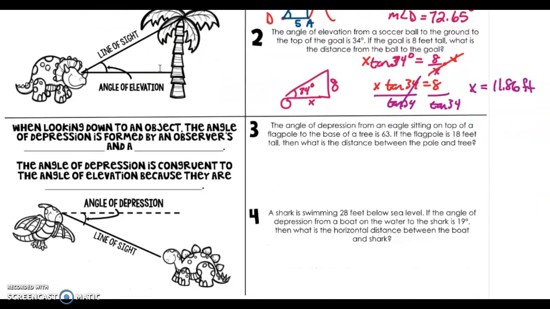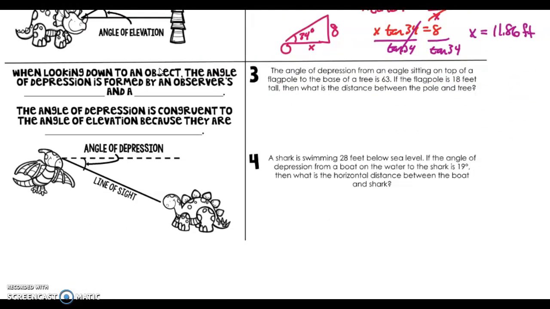Okay, let's do a couple on angle of depression real quick. The angle of depression is formed by the observer's line of sight. So they're looking down at something. Depression means down. Line of sight and a horizontal line.